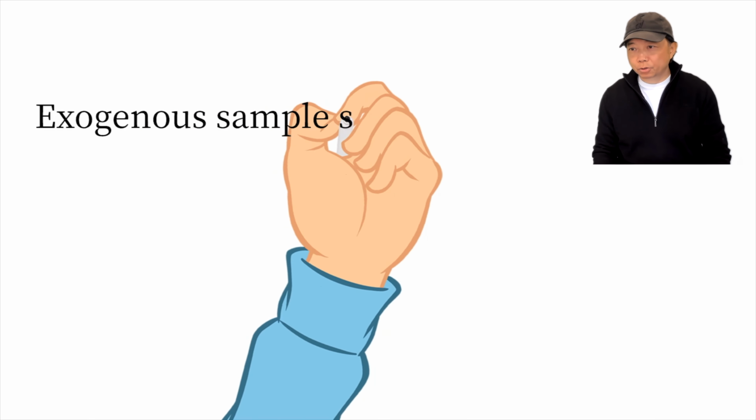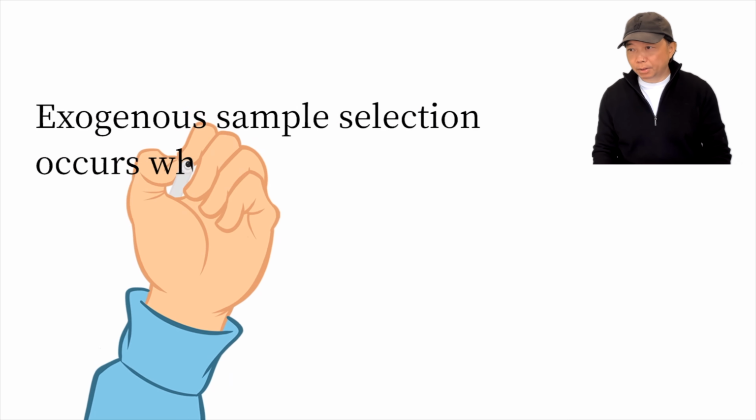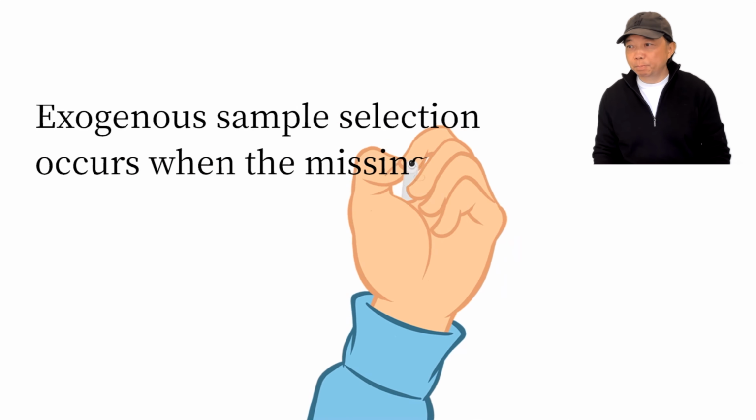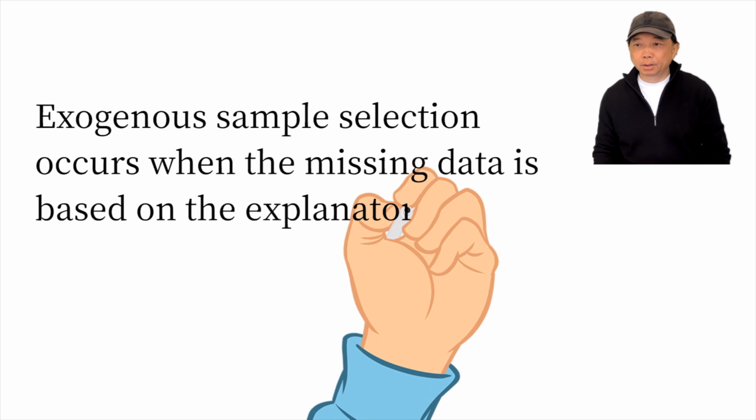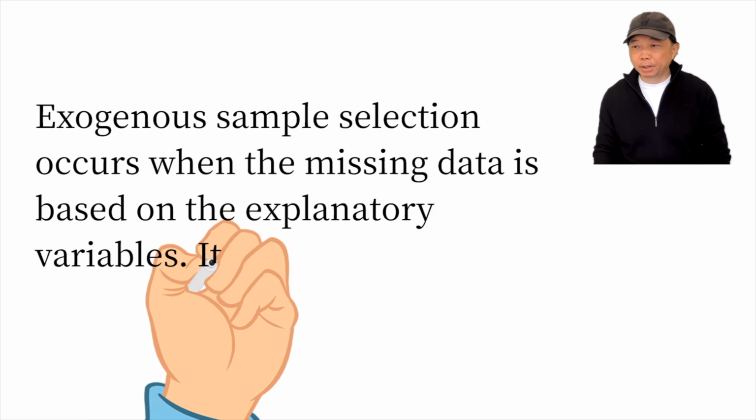Exogenous sample selection occurs when the missing data is based on the explanatory variables. It will not bias the OLS estimates for the population parameters.